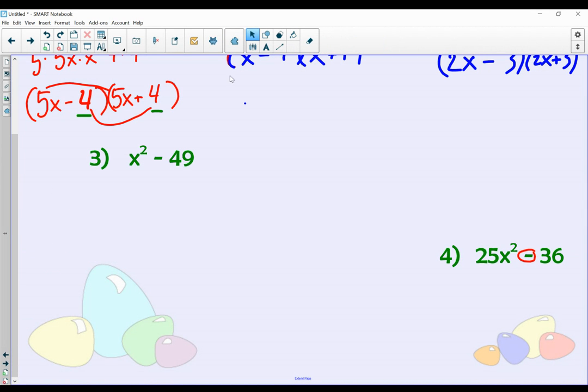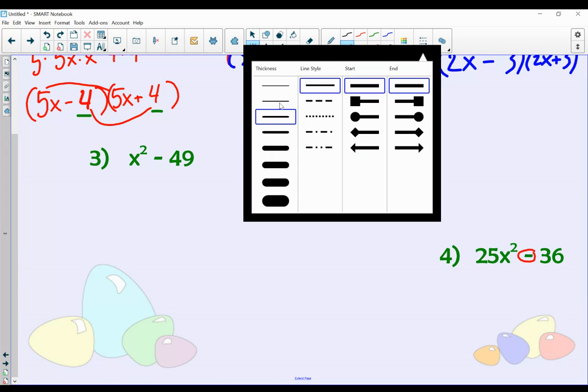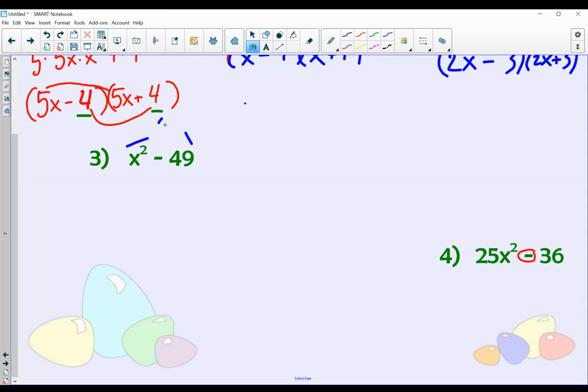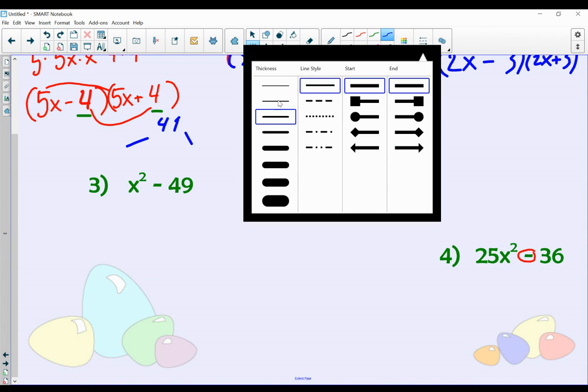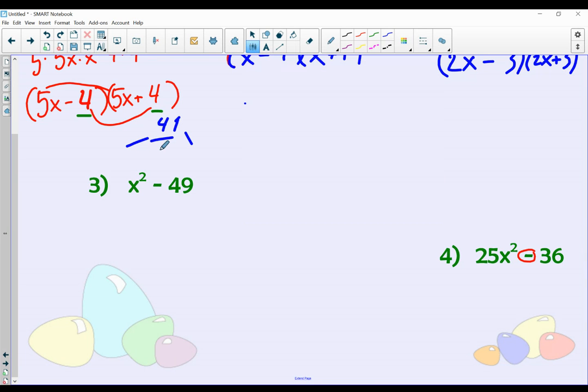So if I wanted to do this one by factoring by grouping, I would say, okay, let's multiply my a times my c value. That gives me 49. And I would say, what are the factors of 49 that can give me 0? Because again, remember, my b is 0 here. Well, 7 times 7 is 49, so it would have to be a negative 7 and a positive 7. So I rewrite my ax squared, and then I separate my b value into negative 7x and positive 7x, and then I bring down my constant.